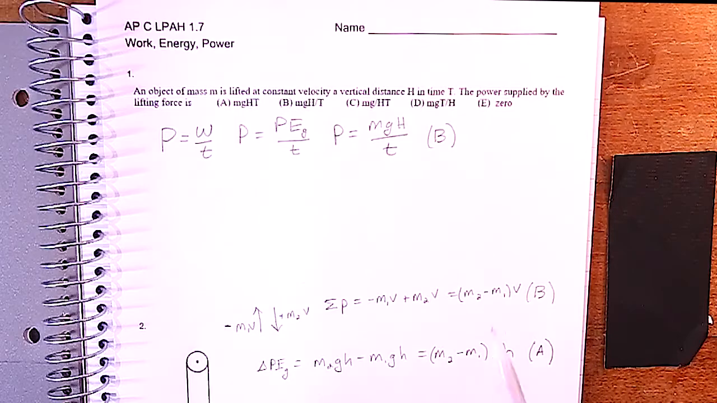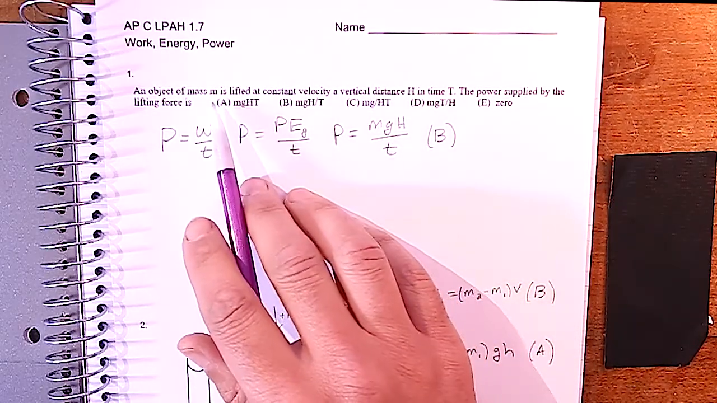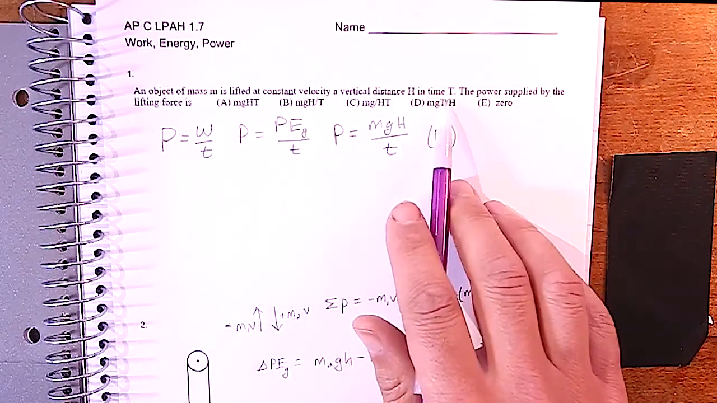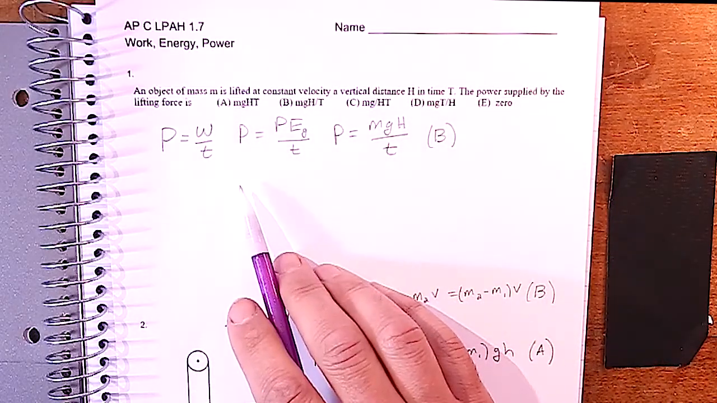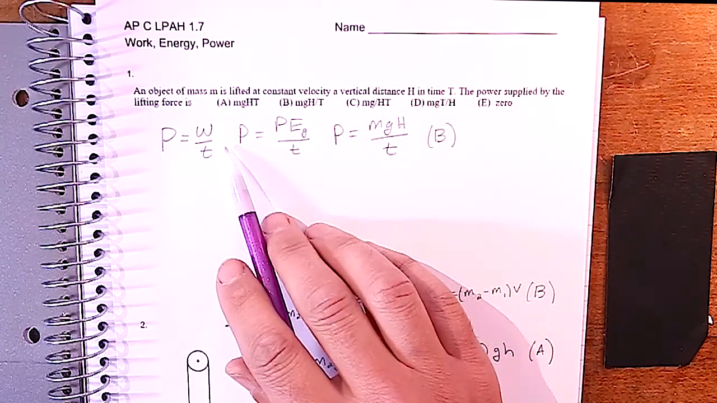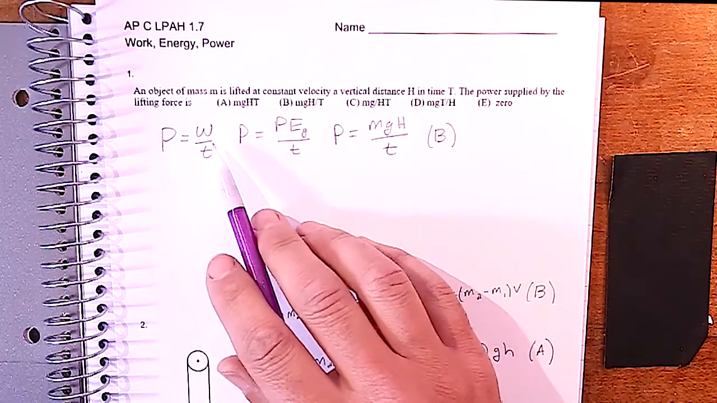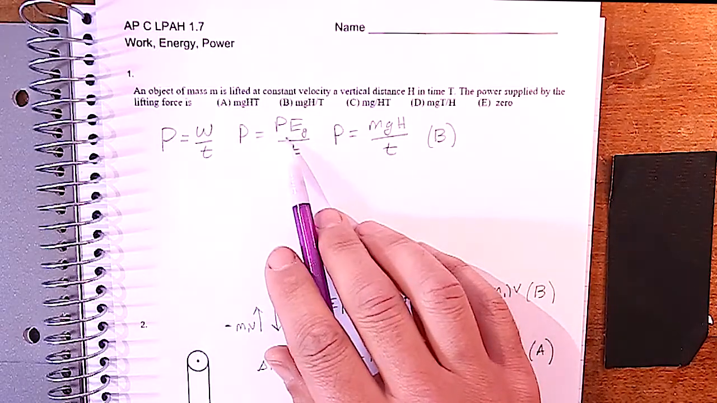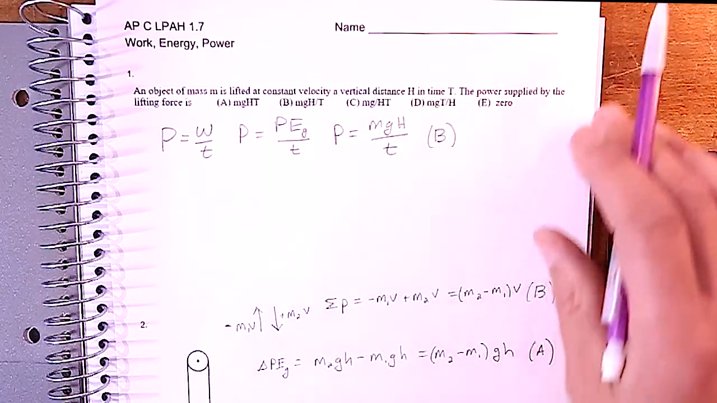Okay, this first problem's actually not that bad. They give us a bunch of information: the mass, it's at a constant velocity, they give us the height, the time, and the question is the power supplied by the lifting force. Well, if it's at a constant velocity, then none of the work done is going to go into kinetic energy. It's just going to turn into gravitational potential energy, which is mgh, divided by t, and that's it.